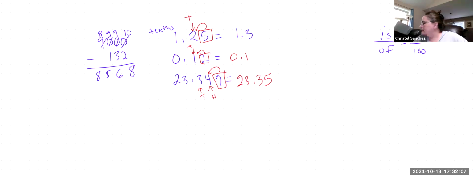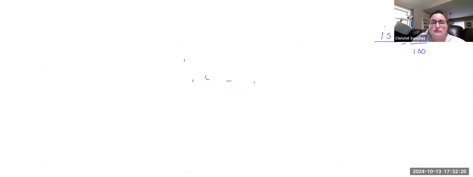All right, so next, let's do our word problems. Now there are different ways to do the word problems, y'all. You don't have to use this little formula, but I found that using this formula, I could never do word problems before this formula. So is over of equals percent over 100.